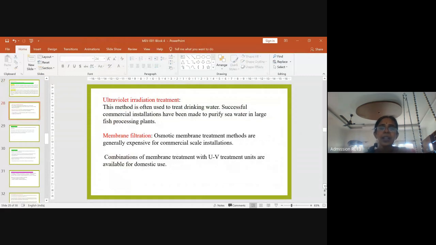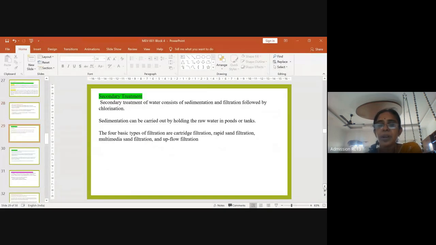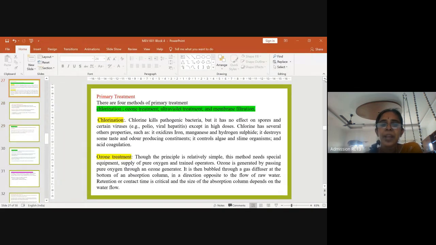Third one is ultraviolet irradiation treatment. This method is often used to treat drinking water. Commercial installations have been made to purify seawater in large fish processing plants. The membrane filtration, osmotic membrane treatment methods are generally expensive. The combination of membrane treatment with UV treatment units. So, membrane filtration, which we use at our homes, the filters with UV reverse osmosis, are available for domestic use. So all these are primary treatment.